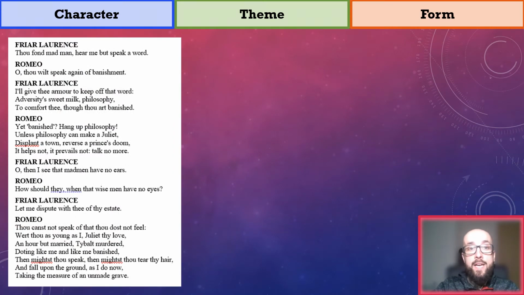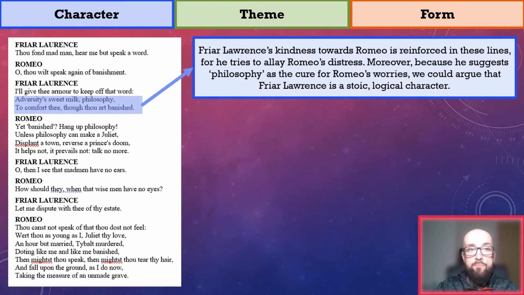Despite Romeo's agitation, Friar Lawrence continues to attempt to soothe his worries. This is perhaps best seen in how he offers Romeo some philosophy to provide him with some comfort, whereas the figurative term sweet milk also bears nurturing and pleasant connotations. Moreover, because it is philosophy that Friar Lawrence offers Romeo rather than direct action, for example, we could argue that Friar Lawrence is a stoic, logical character because he turns to reason to combat irrationality.